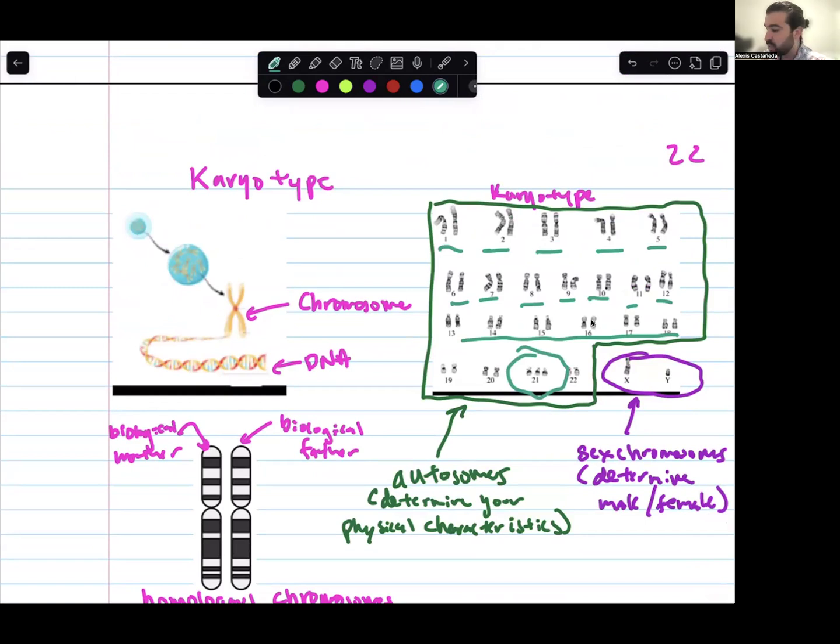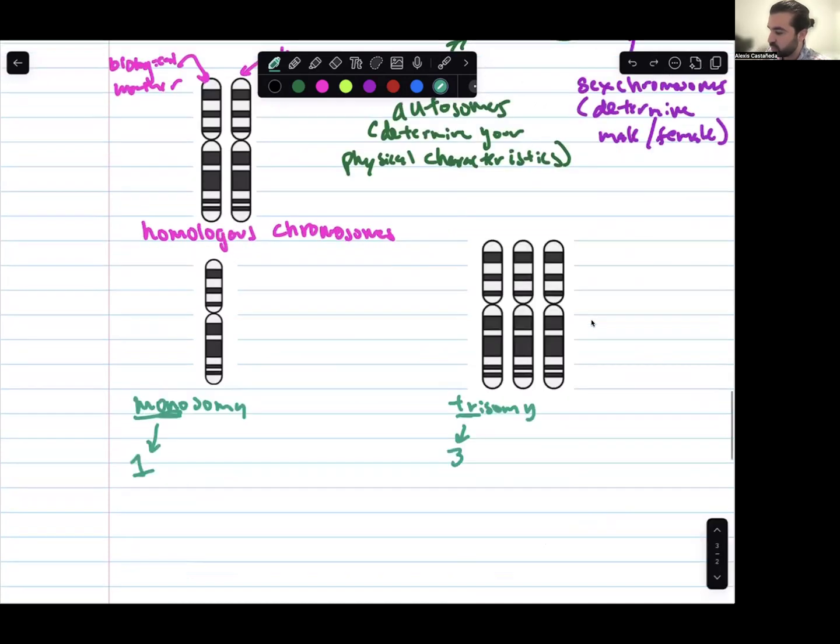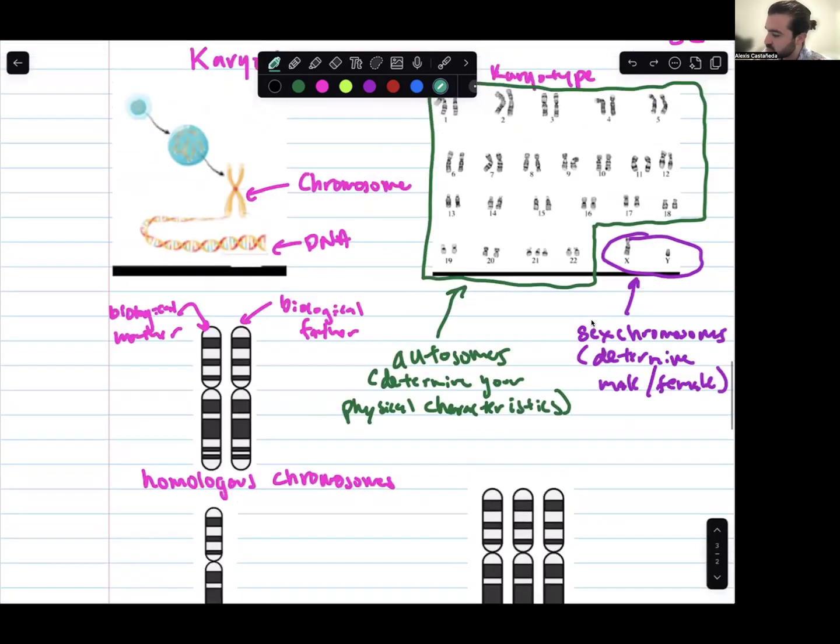There are three of them. So this person has what we would call trisomy 21. Chromosome 21 has three copies. You could even write that if you would like to: trisomy 21. There's three of these.